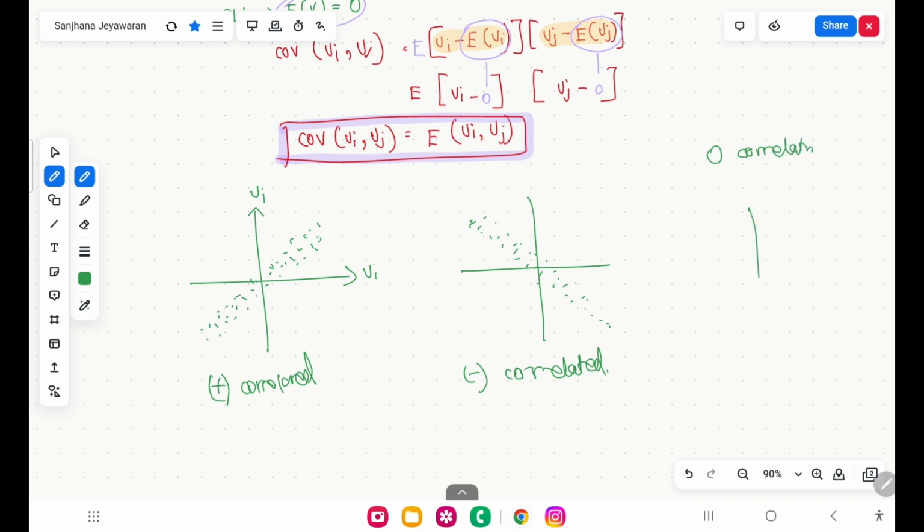For it to be zero correlation, the plot should actually look like this, where the points are literally random. There is no pattern. Especially we use the term no systematic patterns. Like how we say there is no significant relationship, without saying no relationship, we say no significant relationship. Likewise, here we can say no systematic patterns among the error terms should be present.